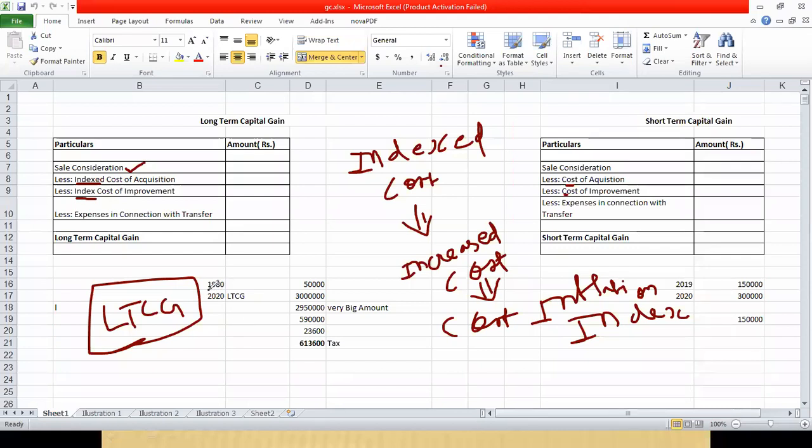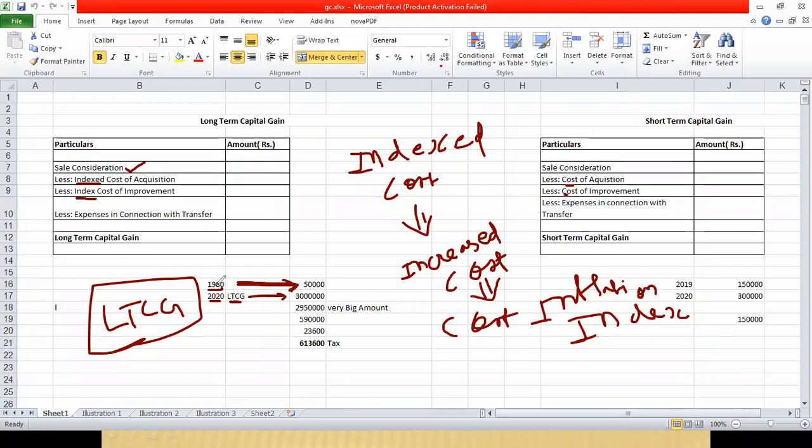Now let us take an example. A person has purchased a property in 1980 for 50,000 rupees. In 1980, a person purchased the property for 50,000, and in 2020 he sold that property for 30 lakhs. So obviously it will be long term because the difference is huge. We know that if you hold the property for 24 months and 1 day, it becomes long term, and 1980 and 2020 means a huge difference. So it will obviously be long-term capital gain.